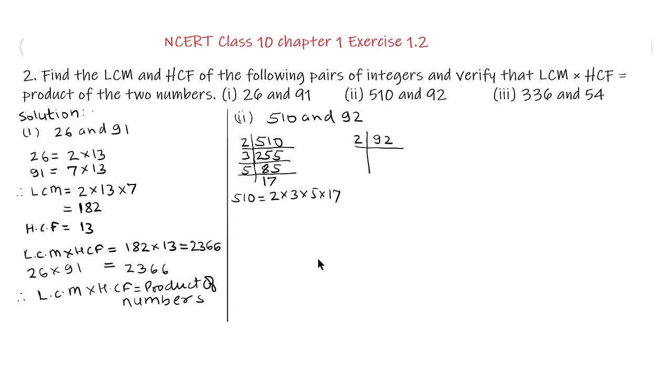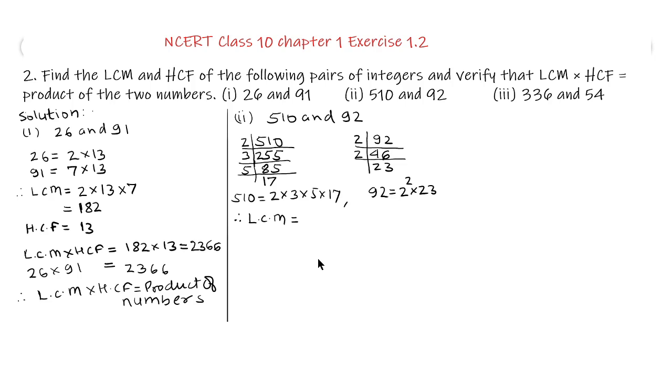92 is even, so it is divisible by 2. The quotient is 46. Again it is divisible by 2. This is 23 and 23 is prime. So our factors for 92 are 92 equal to 2 to the power 2 multiplied by 23. Therefore LCM equal to highest power of all the factors.